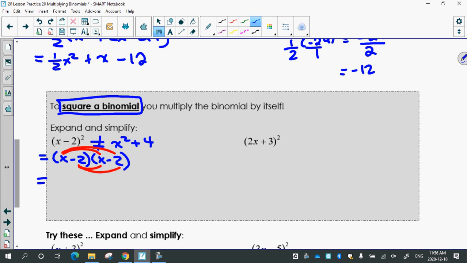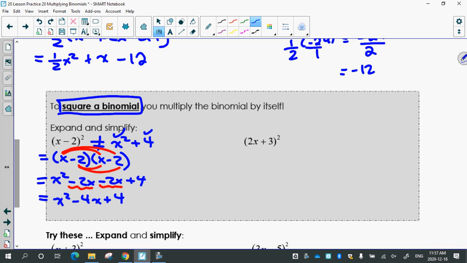So you're going to get x times x is x squared, so far that would hold up. X times negative 2 is negative 2x, the outsides. Negative 2 times x is negative 2x again, and negative 2 times negative 2 is positive 4, so that part's okay, but you'd be missing the middle term. Because when you take negative 2 and subtract 2 more, you get negative 4x. Okay? So there's actually 3 terms when you square a binomial, not just 2 terms when you square a binomial.